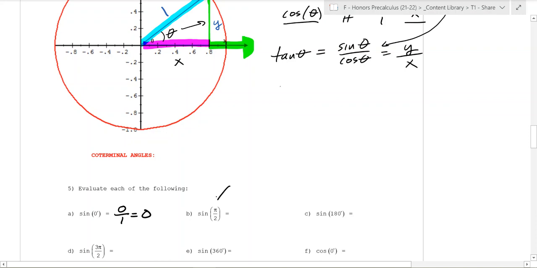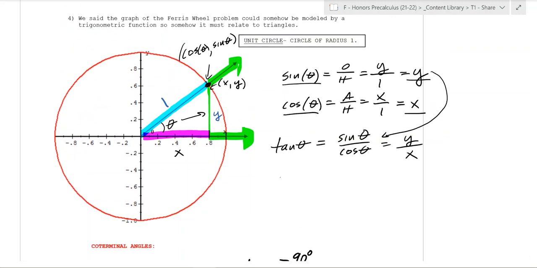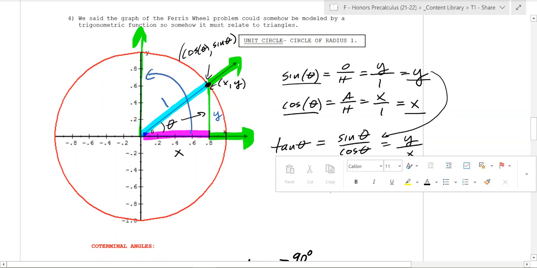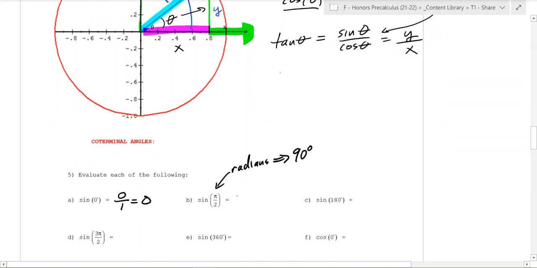Pi over 2, that's in radians right there, is equal to 90 degrees. So where is that? If you take this ray and make it go all the way up, because 90 degrees will go to there, what will the height of that triangle be? The y value will be 1. And the hypotenuse, again, is 1, so it's 1 over 1, which is 1.